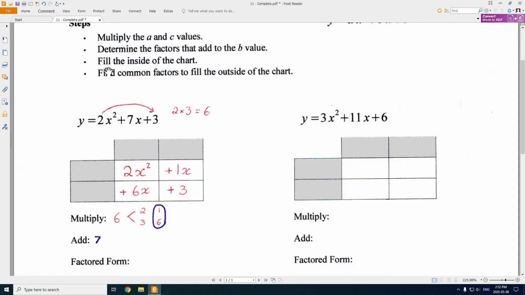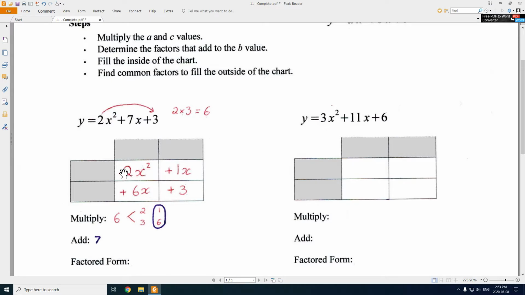All right, so now our last step is we are going to find common factors to fill the outside of the chart. You're now going to look through each row and each column, and you're going to see if there's a common factor, if there's something that you could divide both terms nicely by. Looking through this first row, is there a common factor that I can pull out of both those terms?